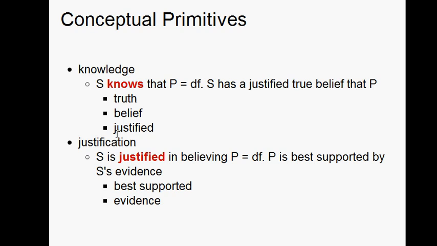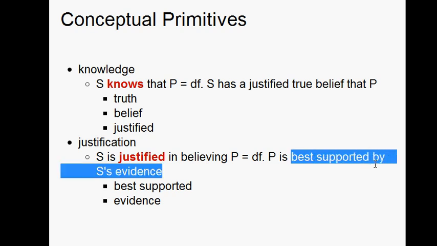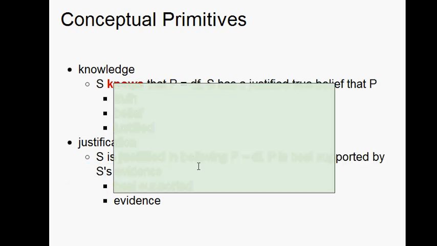So let's look at justification. Some people analyze justification in the following way. They say that being justified is just a matter of being best supported by your evidence. But then you might think, well, oh man, we've got more concepts here, best supported and evidence. And you might start to wonder, well, do those things have analyses as well? And at this point, you might start to get a little worried that this could go on infinitely.